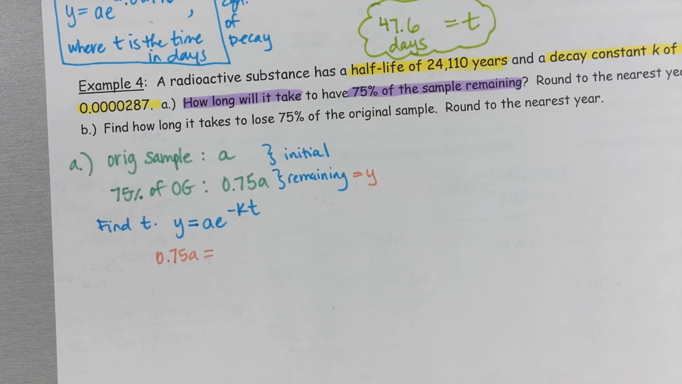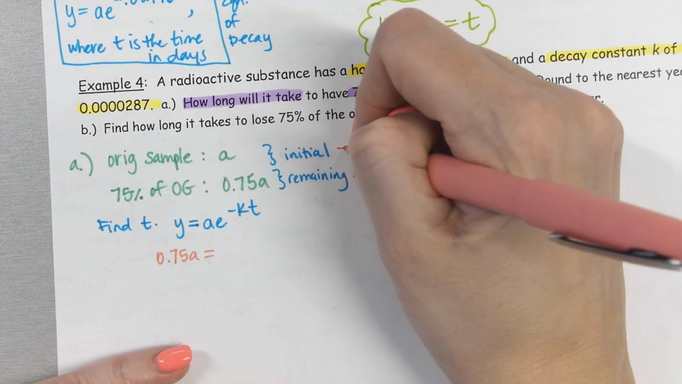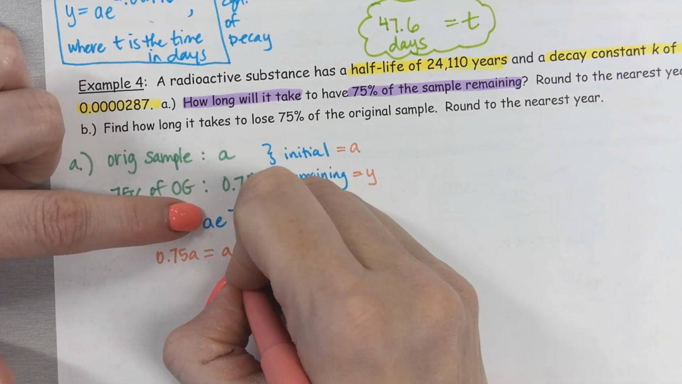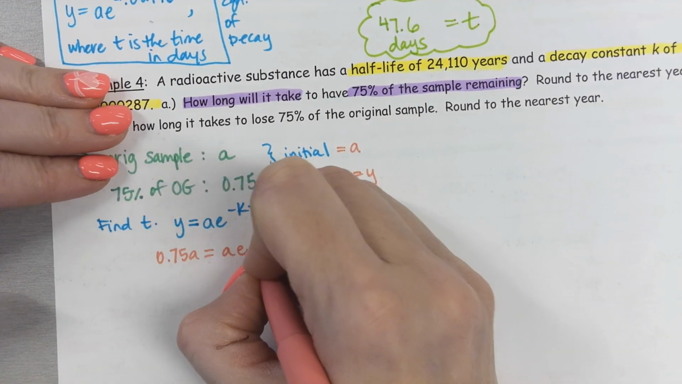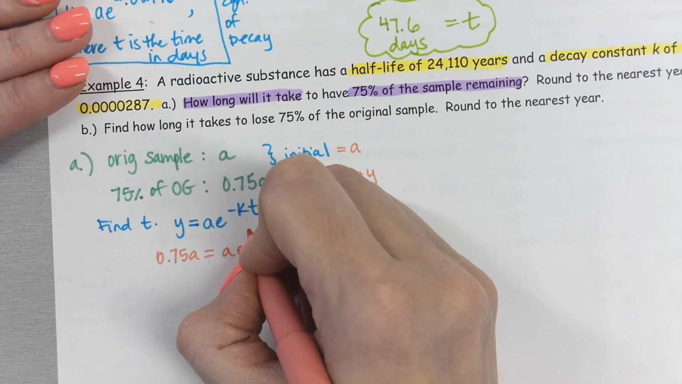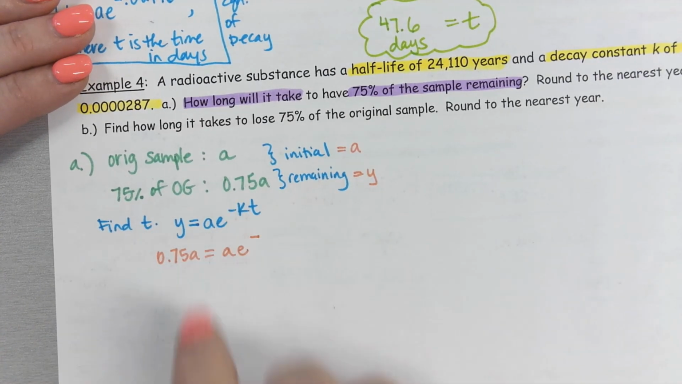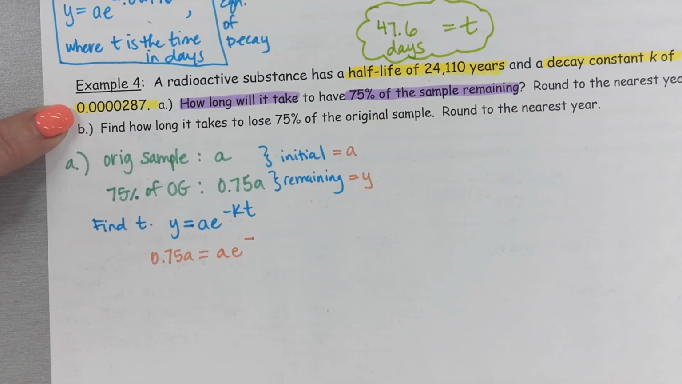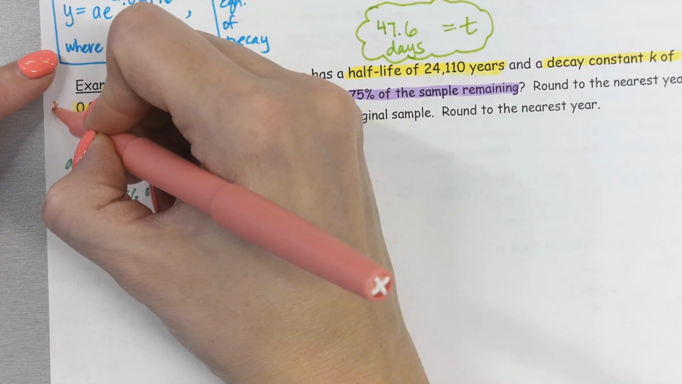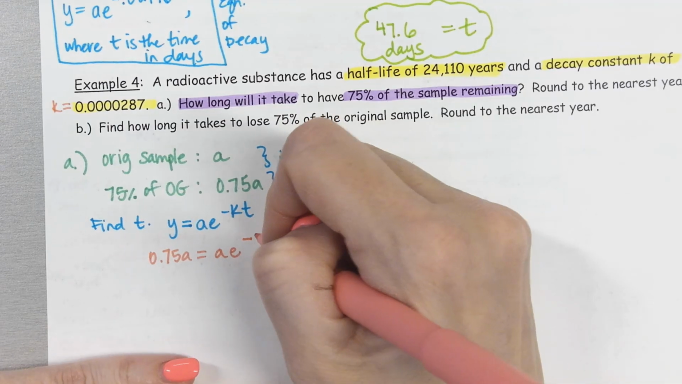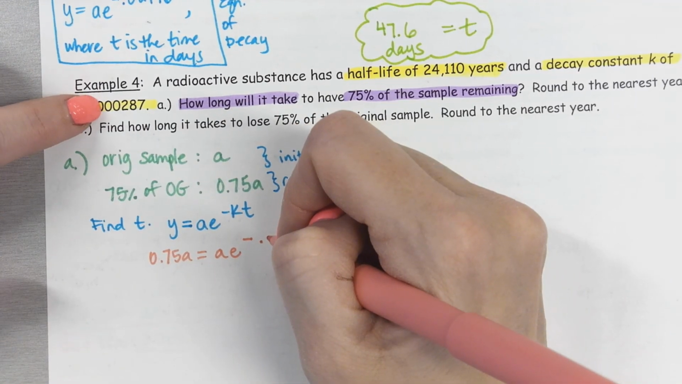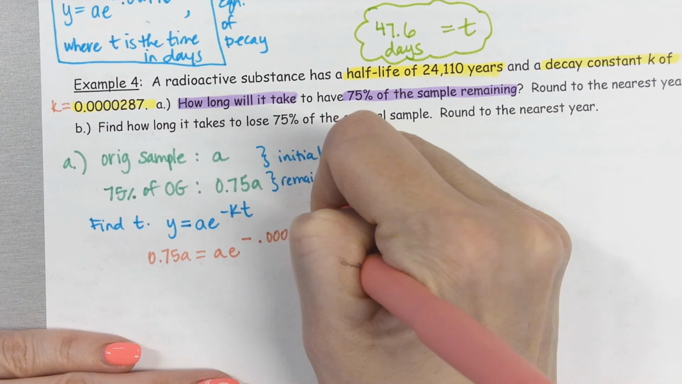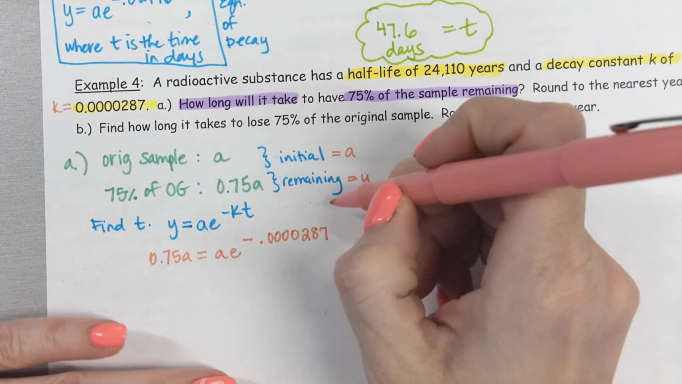So the remaining value is y. The initial value is a. And then it's still multiplied by e. And then your k value is given. They give you the decay constant here. This is your value of k. There's 1, 2, 3, 4 zeros, then 1, 2, 3, 4, 2, 8, 7.